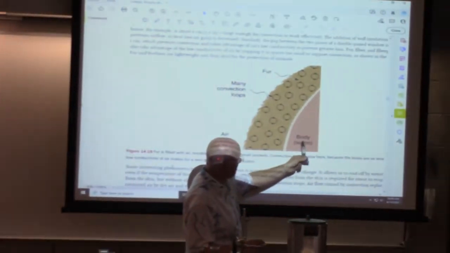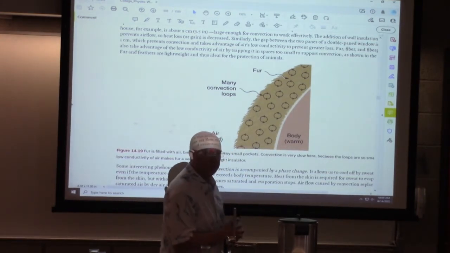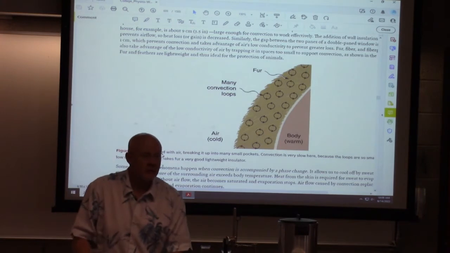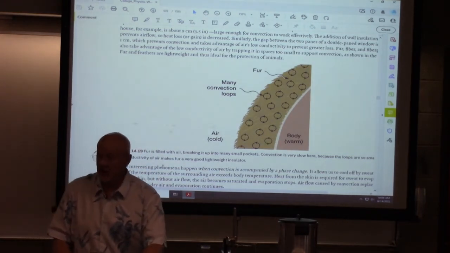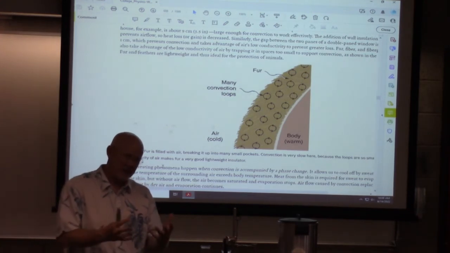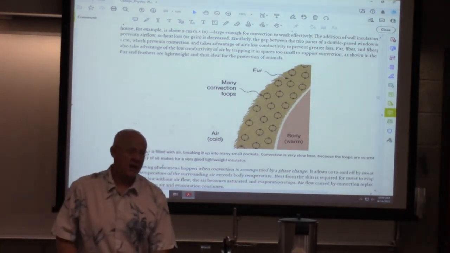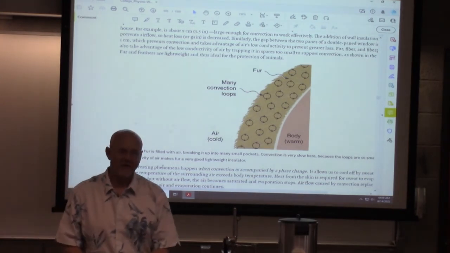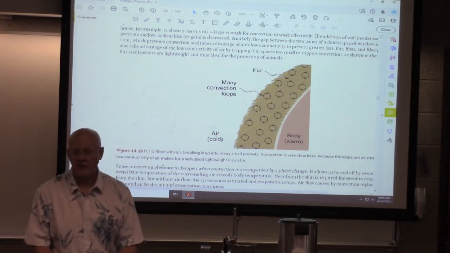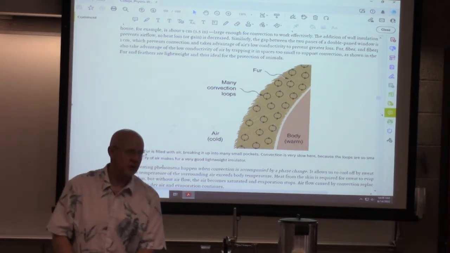If you have a warm body and some cold air, the fur pretty much just traps a boundary of air in there, which means it doesn't conduct. And it keeps it from circulating. It still can a little bit, and that's what the author's trying to show with these little circulations. And so it's very effective. Feathers can be very effective. Fur can be very effective. Anything that just really keeps the air from circulating.